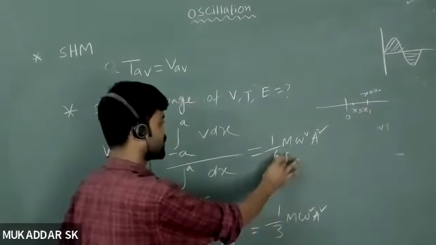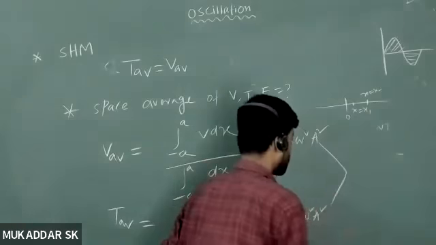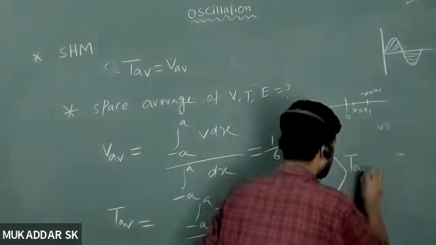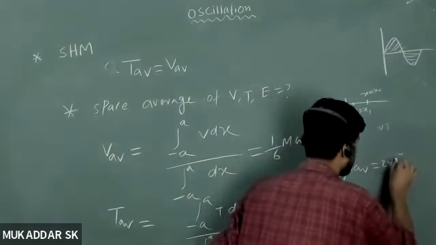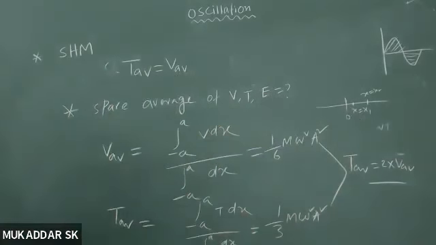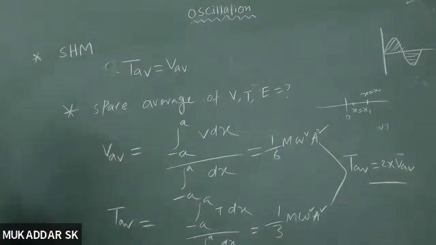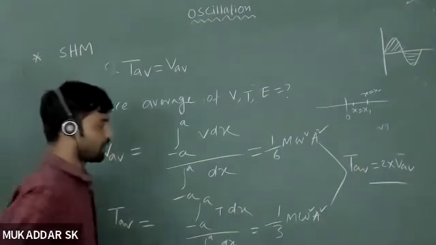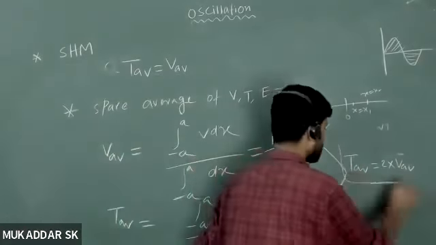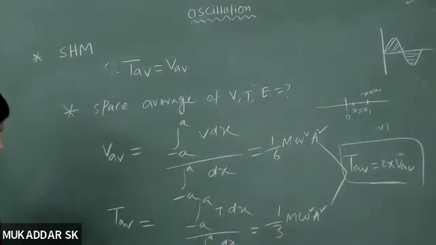Here you have 1 by 6 m omega square A square. So from here you can see T average is actually 2 times V average, right? When you are doing space average. But when you are doing time average, they are the same. And I must tell you that when you are doing that space average, it is basically violating the virial theorem. Do you remember the virial theorem?